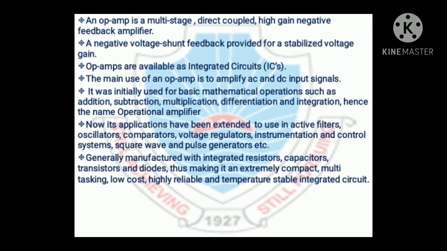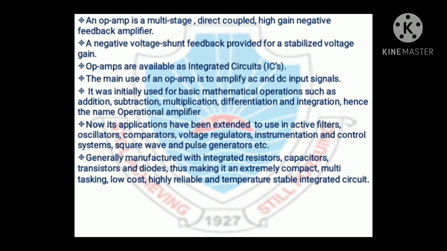An operational amplifier is a multi-stage direct coupled high gain negative feedback amplifier. A negative voltage shunt feedback is provided to stabilize voltage gain. Generally, these op-amps are available as integrated circuits, that is ICs. The main use of an op-amp is to amplify AC or DC input signals.